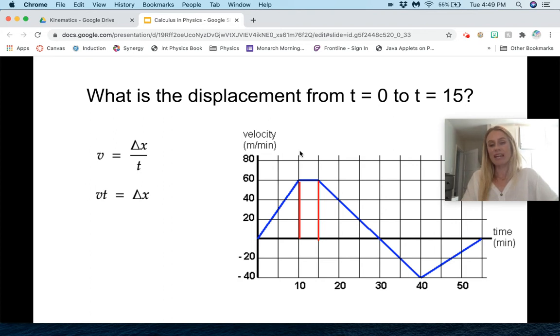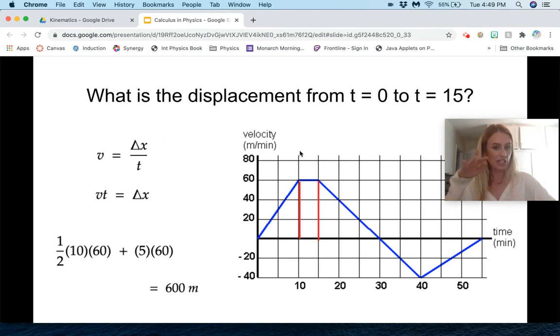For the right triangle, the area is just 1/2 base times height. You can see the base for the triangle is going to be 10 minutes. The height is 60 meters per minute. So we get 1/2 times base 10 times 60 height, plus the area for the rectangle, where the base is 5 and the height is 60. Doing this math, the answer is 600 meters. I hope I did that correctly. So our answer here is 600 meters.